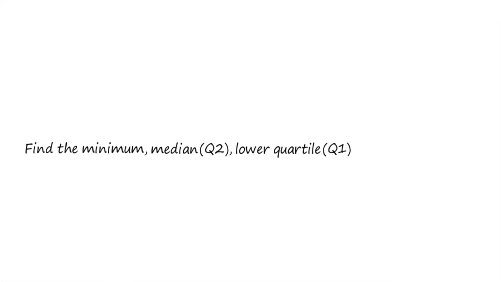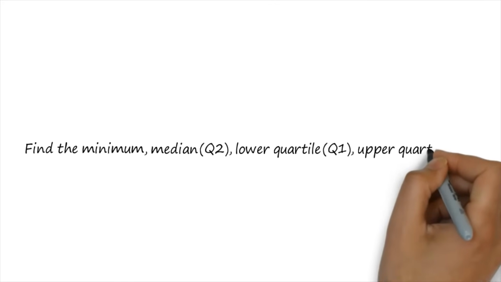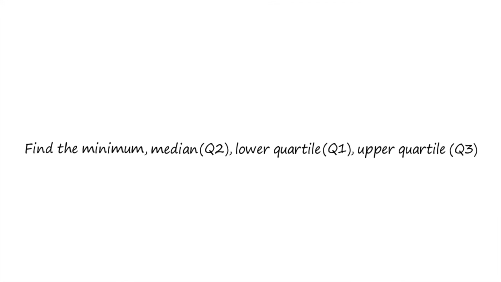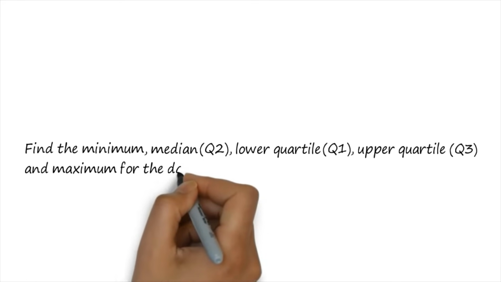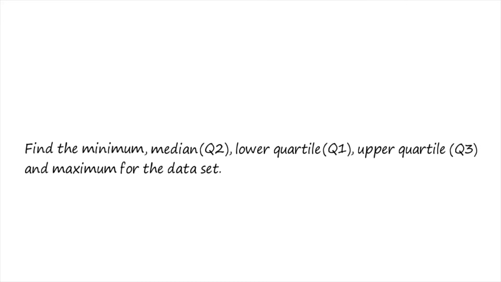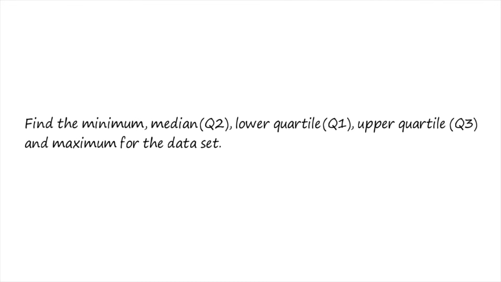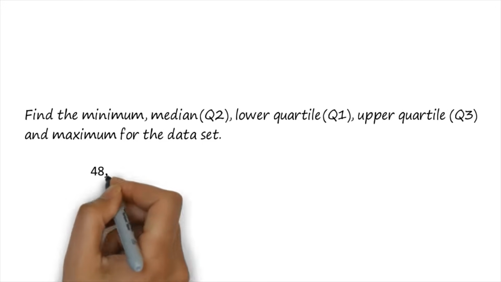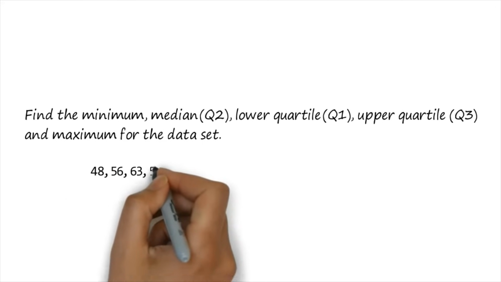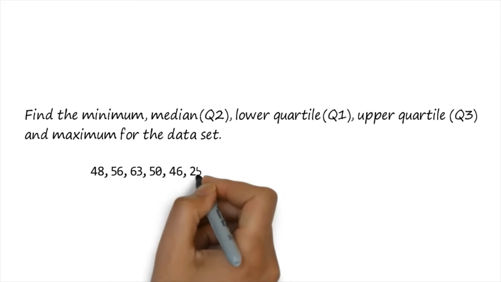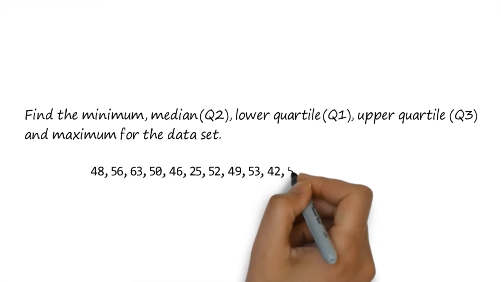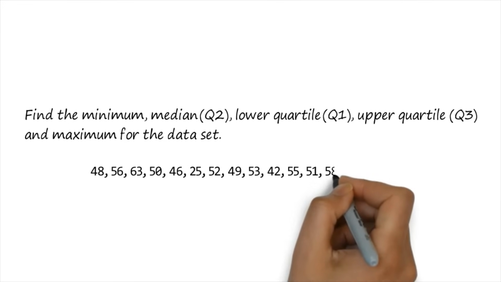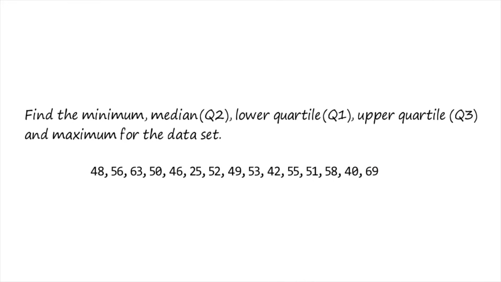Then we have to find out the upper quartile. It is also known as Q3. We know that, we have just discussed it right now. And we have also found the maximum for the data. Now what is the data set given to us? Say we are given some data like this: 48, 56, 63, 50, 46, 25, 52, 49, 53, 42, 55, 51, then 58, 40, and say 69. Now we have a pretty good set of data.